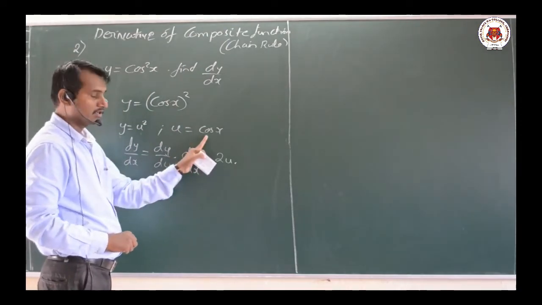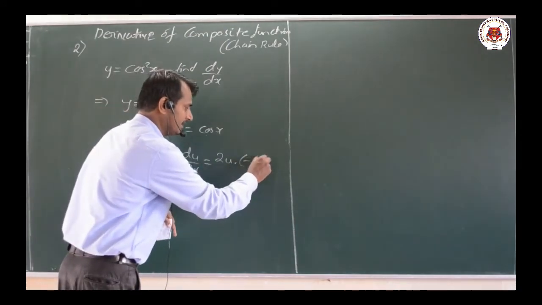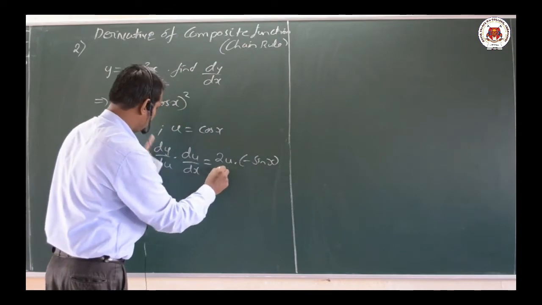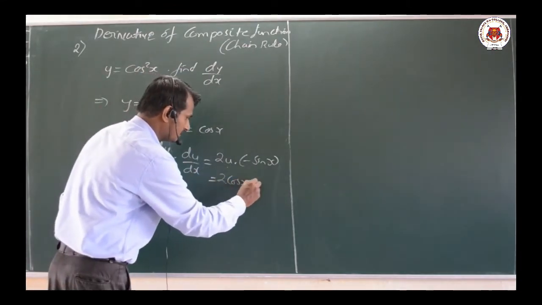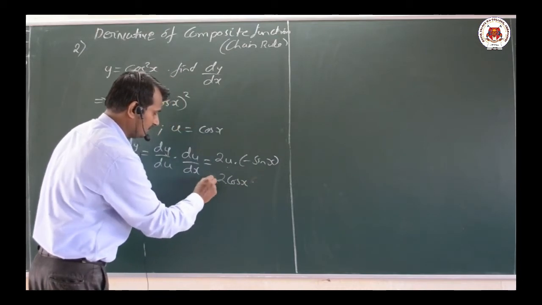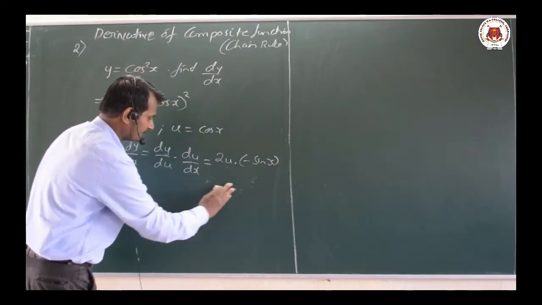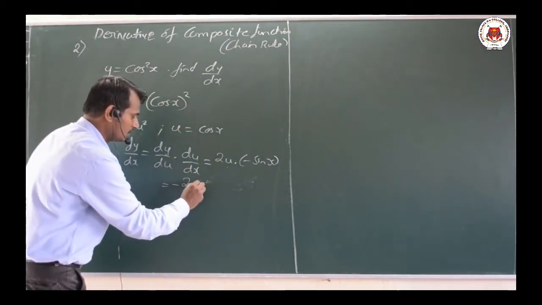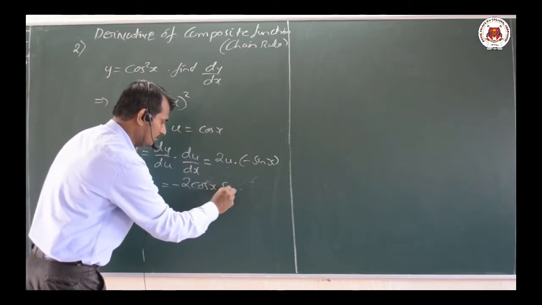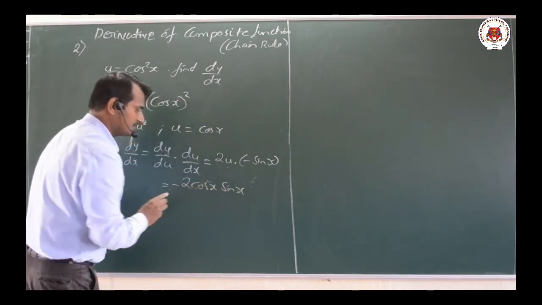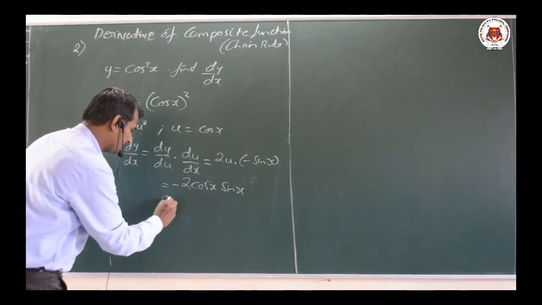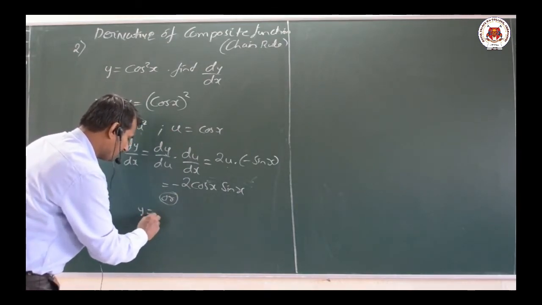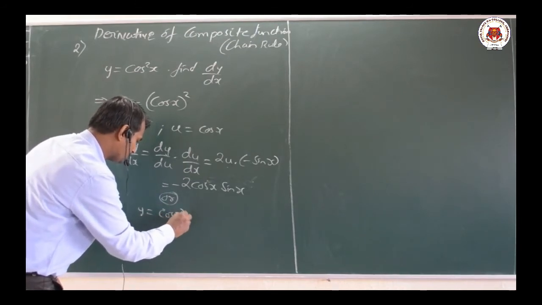That is, cos x differentiation is minus sin x. So what we get? 2u means what we have? u means cos x. 2 cos x into sin x. I will write here minus, which is equal to minus 2 into cos x into sin x. Very, very simple result. This particular example you can also write in this manner, or we know that y is equal to cos x whole square.